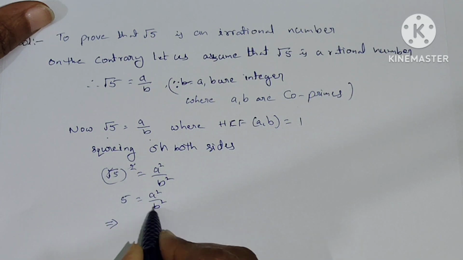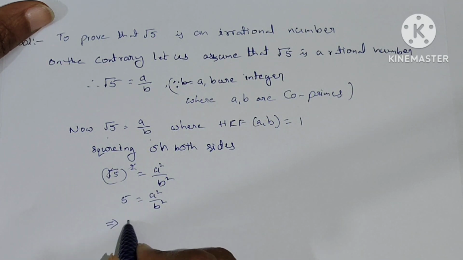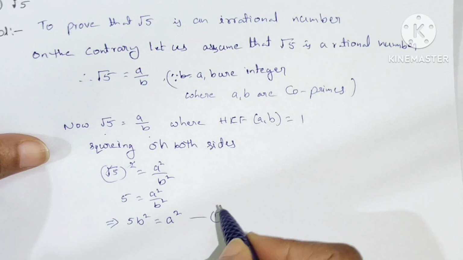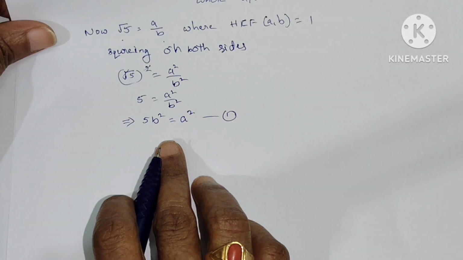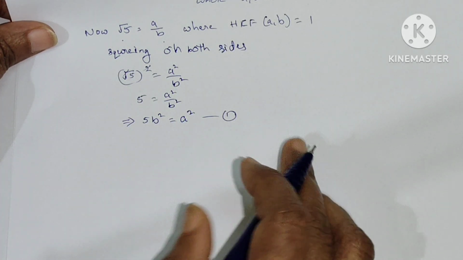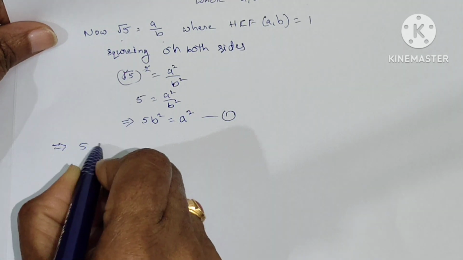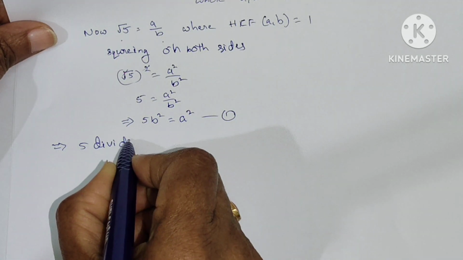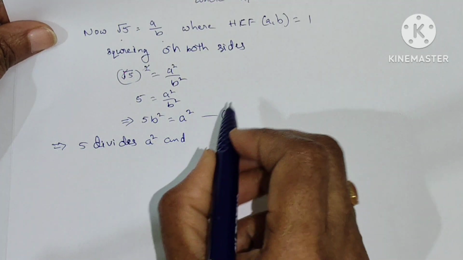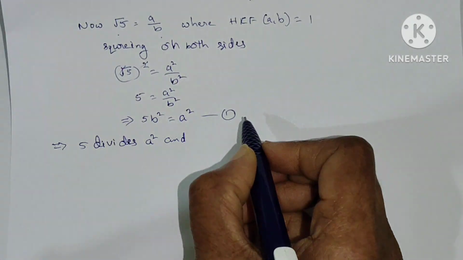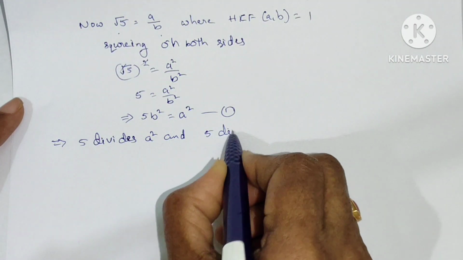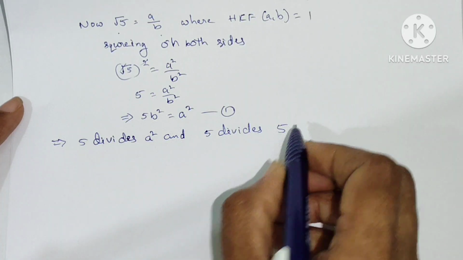So that implies, b square carried to the left-hand side, 5b square equals a square. So this is equation 1: 5b square equals a square. That means 5 divides a square, and therefore 5 divides a. So 5 divides a square and 5 divides a.